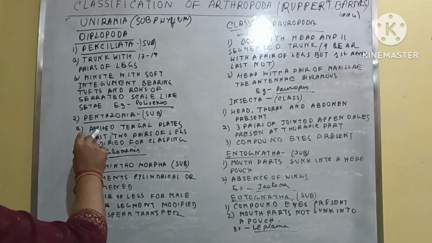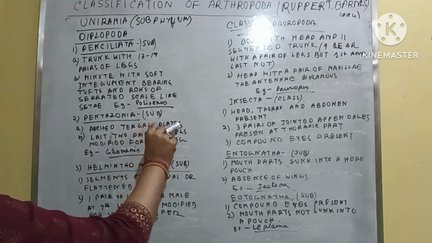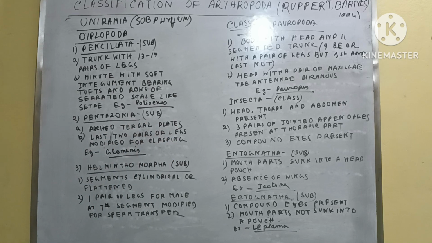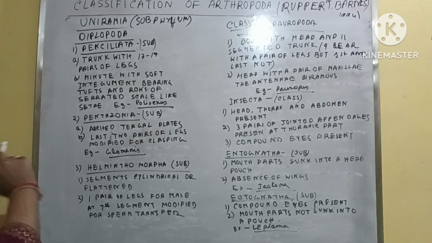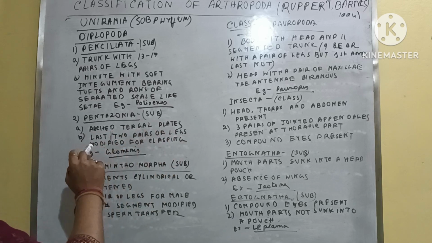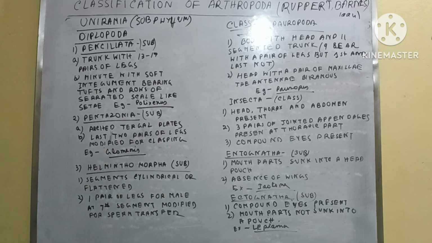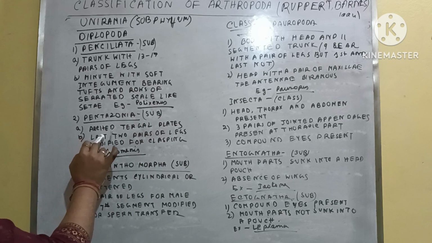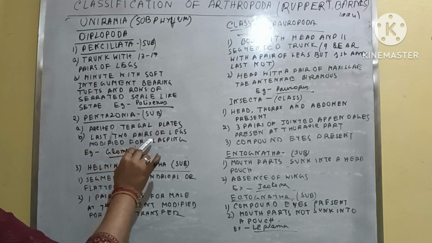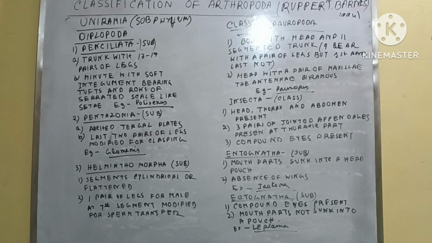The second one is the Pentazonia subclass of Diplopoda. Here arched tergal plates are present. The second point is that the last 2 pairs of legs are modified for clasping. So the 2 features are: arched tergal plates present, and the last 2 pairs of legs modified for clasping. Example is Glomeris.